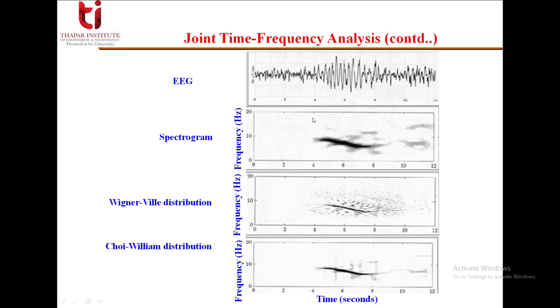We can see another example related to EEG. This is an EEG signal we have obtained, and this is the spectrogram. You can see it is not providing very clear information, as you can see in the Wigner-Ville distribution. Still, it is showing some extra frequency components. But if you see the Choi-Williams distribution, it is providing us the noise improvement over other methods.